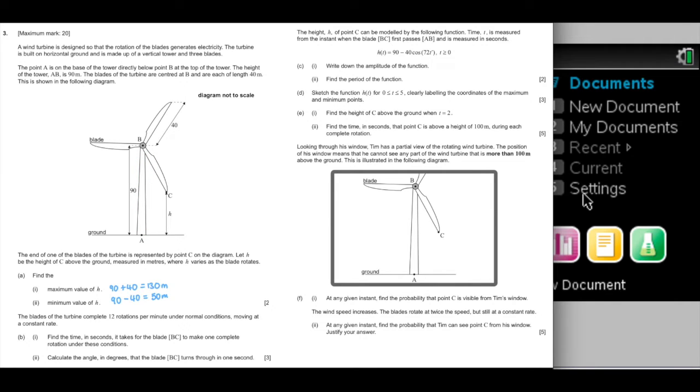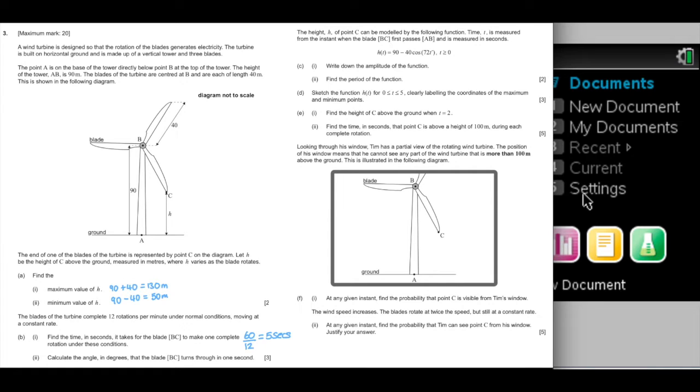And then we're told that the blades of the turbine complete 12 rotations in every minute. Okay, so every minute this goes round once, twice, and so on 12 times. And we're trying to work out how long it takes to make one complete rotation. So given that there are 60 seconds in a minute, I'm saying it's 60 divided by those 12 times, and that will give me how many seconds it takes to do one rotation. So it's going to take 5 seconds to do that one rotation round.